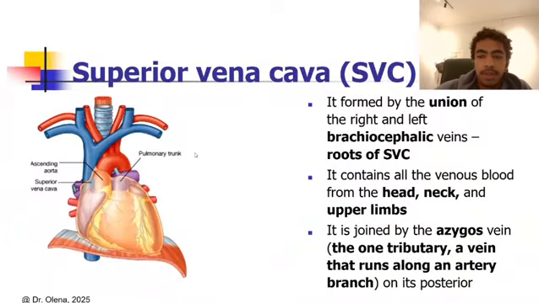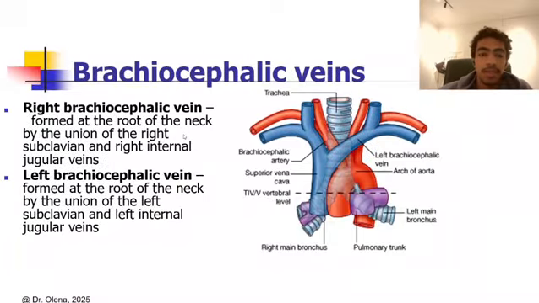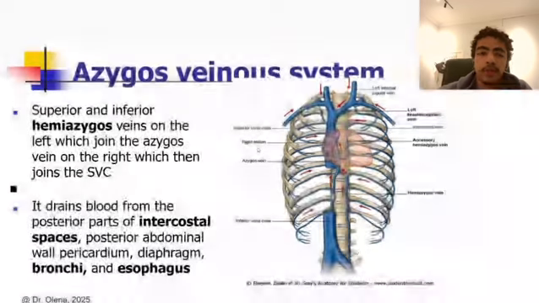Now, as for the superior vena cava, it contains all the venous blood from the head, neck, and upper limbs, and is joined by the azygous vein, one tributary, which is basically a vein that runs along an artery branch, and by the union of the right and left brachiocephalic veins, and those consist of the subclavian veins as well as the internal jugular veins on either side.